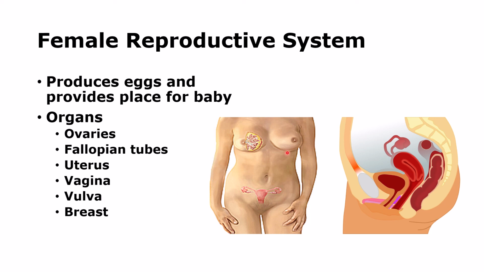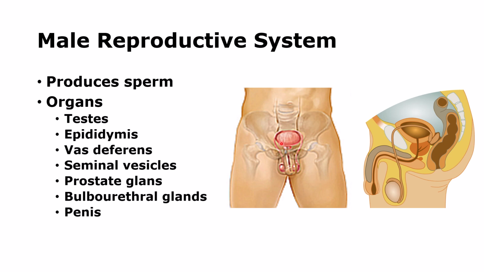Also, breast is part of the female reproductive system because it has milk glands. So after pregnancy, it provides nutrients for the baby for the first few months of life.